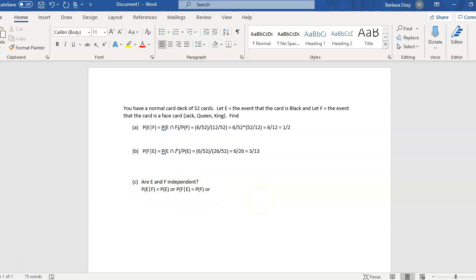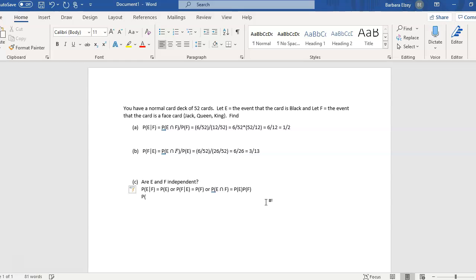Or there's a last way. We can show that they're independent if the intersection, so if the intersection is equal to the two probabilities multiplied together of the two events. All right, so really three ways here that we can think about independence. And we can show that if one of these is true, and we only have to show one of them, if one of these is true, they are independent events. Now, I suspect that they are not, but let's find out. And let's do it all three ways, just so you understand the concept here.